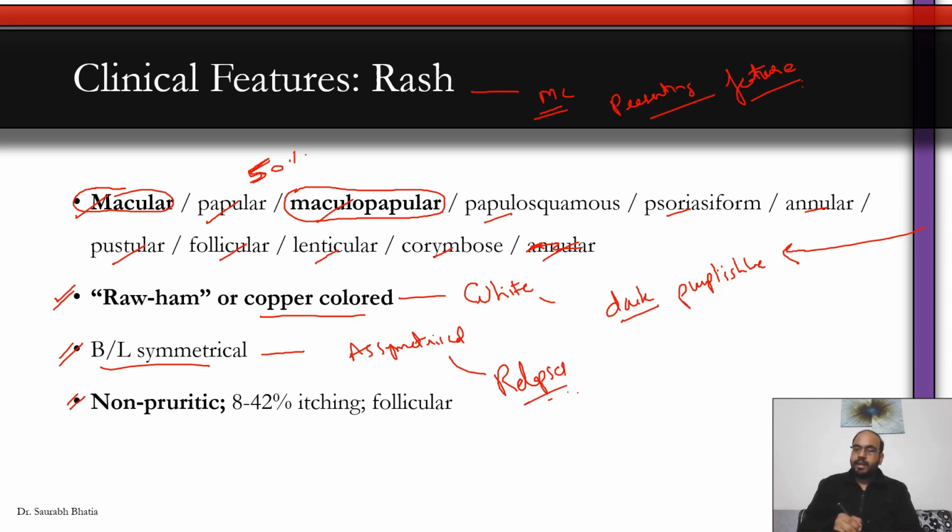The rash is non-pruritic, but in 8 to 42% of the cases, it can present with itching, mostly with follicular morphology of rash. That means the follicular syphilitic rash is the one associated with itching. Okay, so I've described that the most common presenting morphology of the rash of syphilis is macular or maculopapular, seen in 50% of the cases, and it presents as raw ham or copper colored, symmetrical macules.